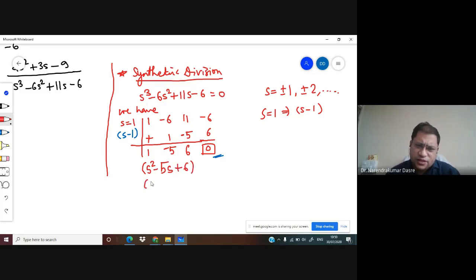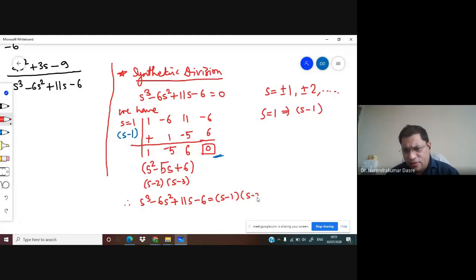And we know how to factorize this. So the factors are going to be s minus 2 and s minus 3. The product should be 6 and the sum should be minus 5. So these are the factors. And hence s cube minus 6s square plus 11s minus 6 has the factorization s minus 1, s minus 2, and s minus 3.